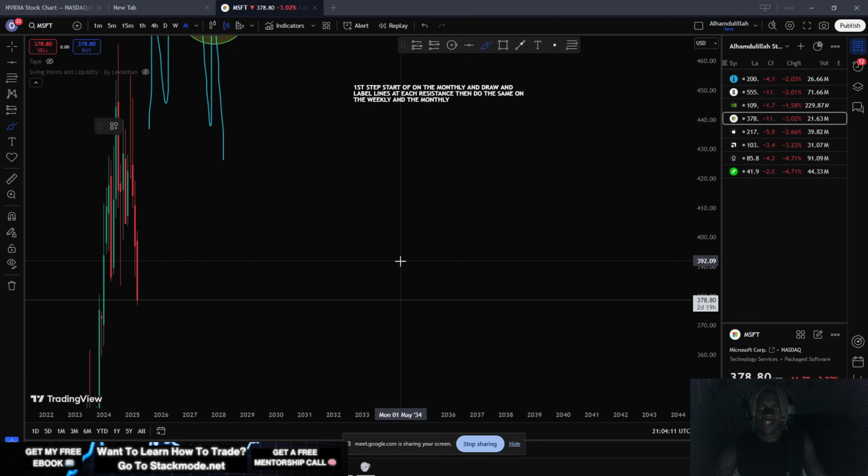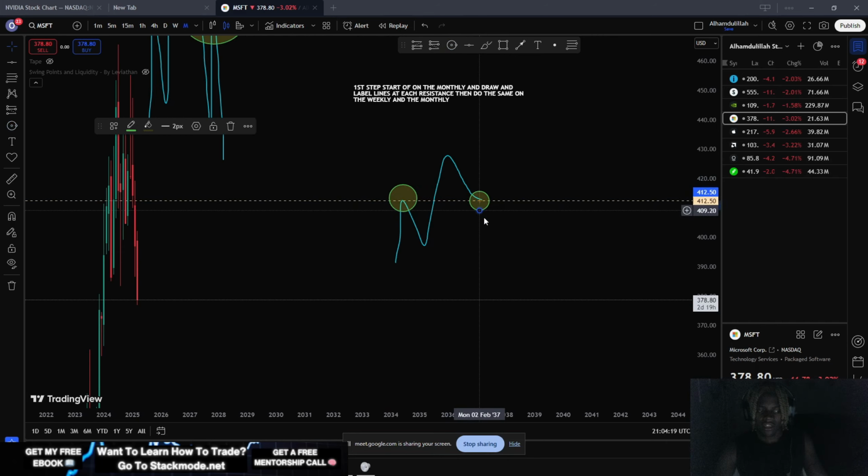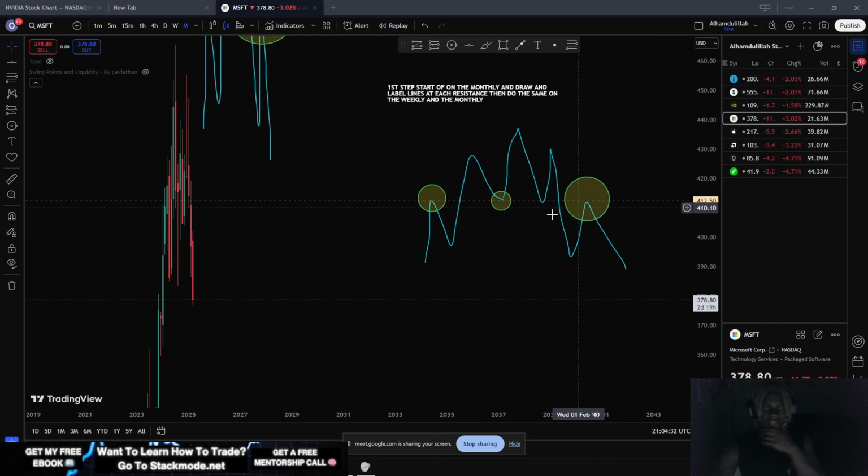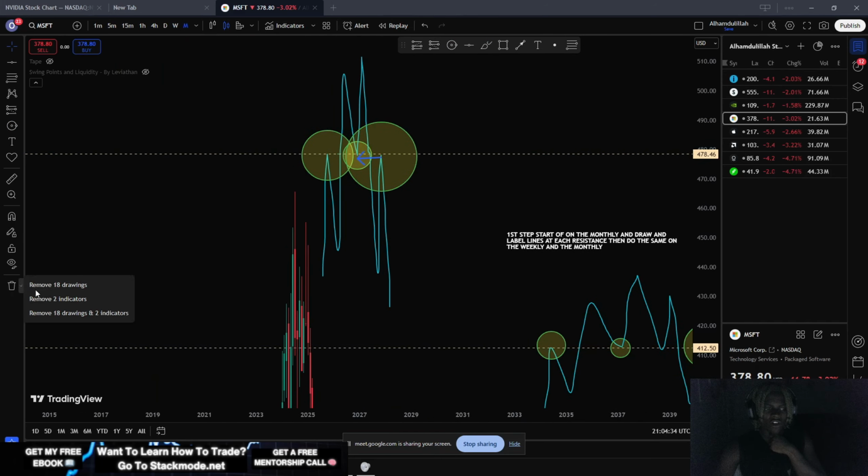Once again, we know that when market structure is being created, market resistance turns into support. And this is the only way that market can actually continue. The market is a staircase. And we also know that market shorts from areas of resistance. Okay? So, keeping this in mind, let's go ahead and draw all of our levels.